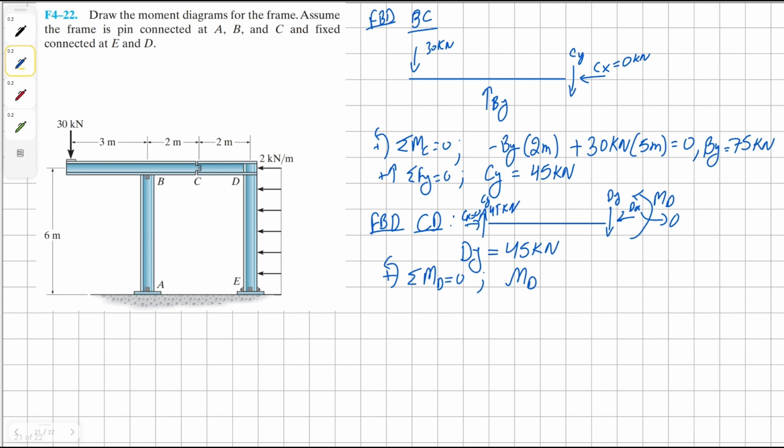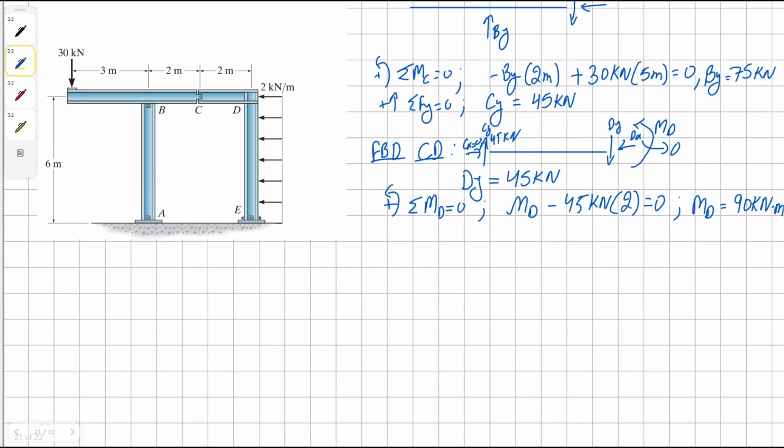To find our moment, we just need to take moment about point D. Clockwise 45 kilonewton times 2 equals 0. The moment at D comes up to be 90 kilonewton meter.